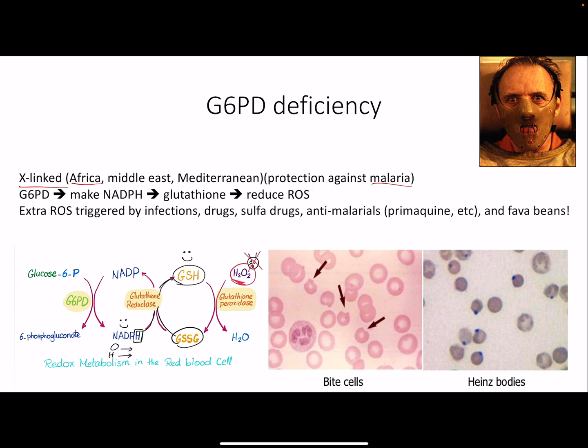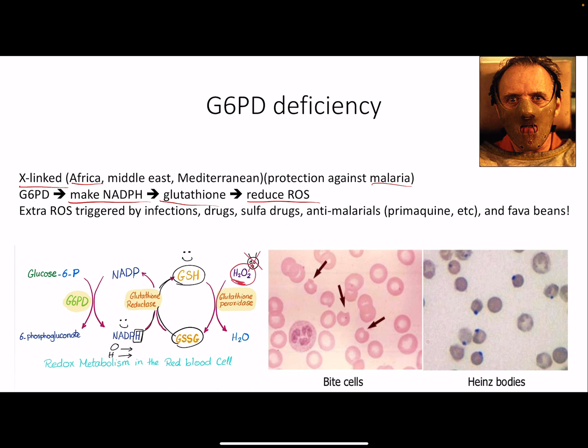Glucose can obviously go down to become pyruvate. Glucose-6-phosphate can go ahead and become glycogen, but it can also go through the pentose phosphate pathway to make, among other things, NADPH. NADPH can help make glutathione. Glutathione reduces reactive oxygen species. So if I have a deficiency of this, that means I'm going to have more reactive oxygen species, which might cause my red blood cells to become sick and to die.